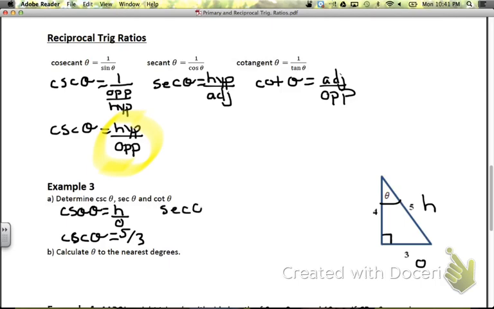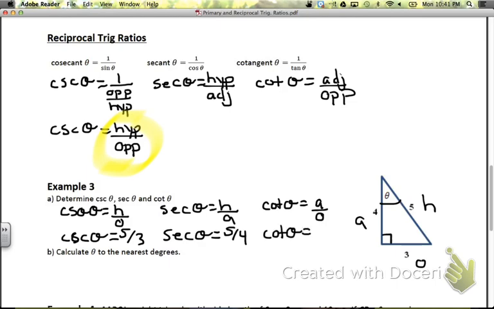We also know secant theta is equal to our hypotenuse over adjacent, and 4 is our adjacent side. So secant theta is equal to 5 over 4. And cotangent theta is equal to our adjacent over opposite. So we have cotangent theta equal to our adjacent, 4, over our opposite, which is 3.